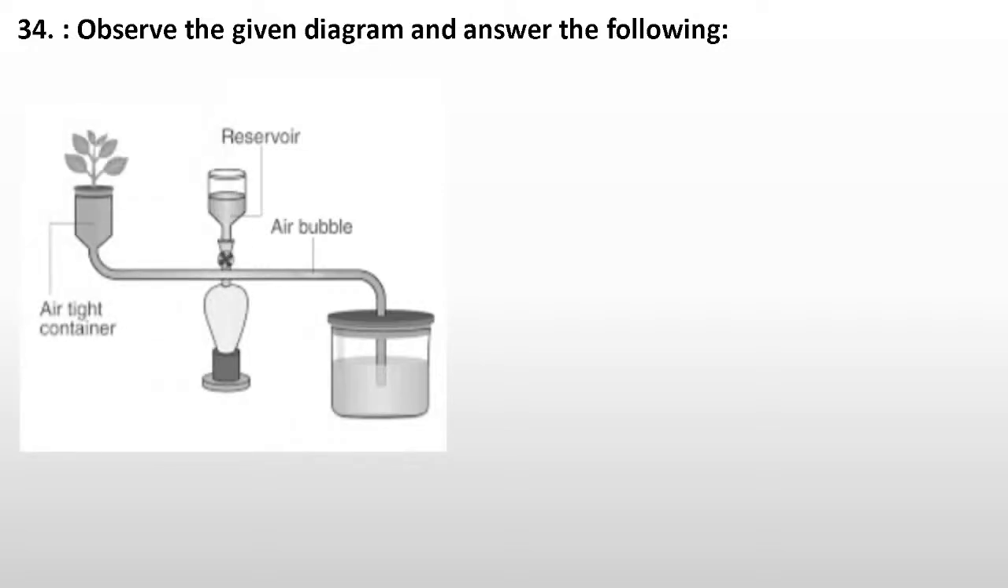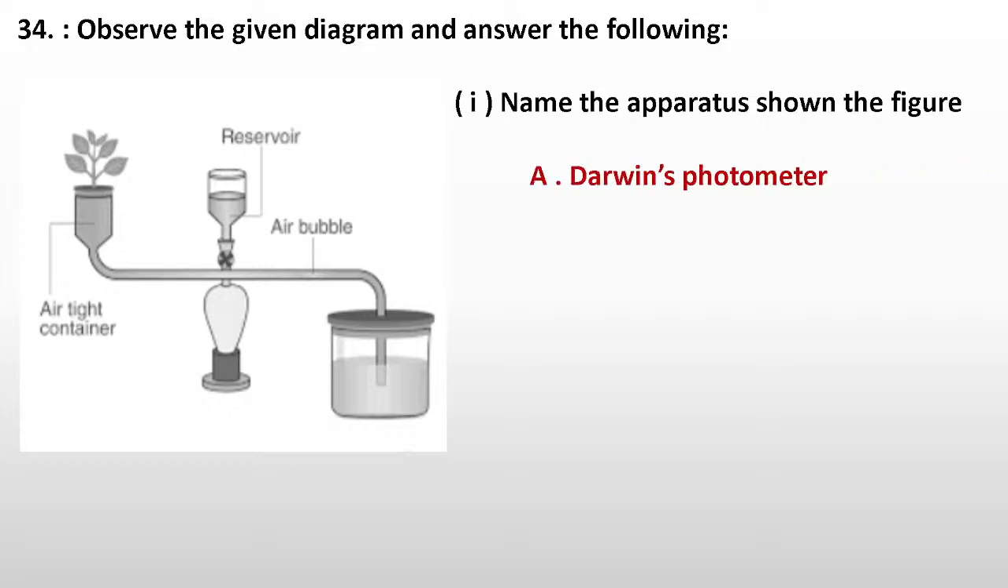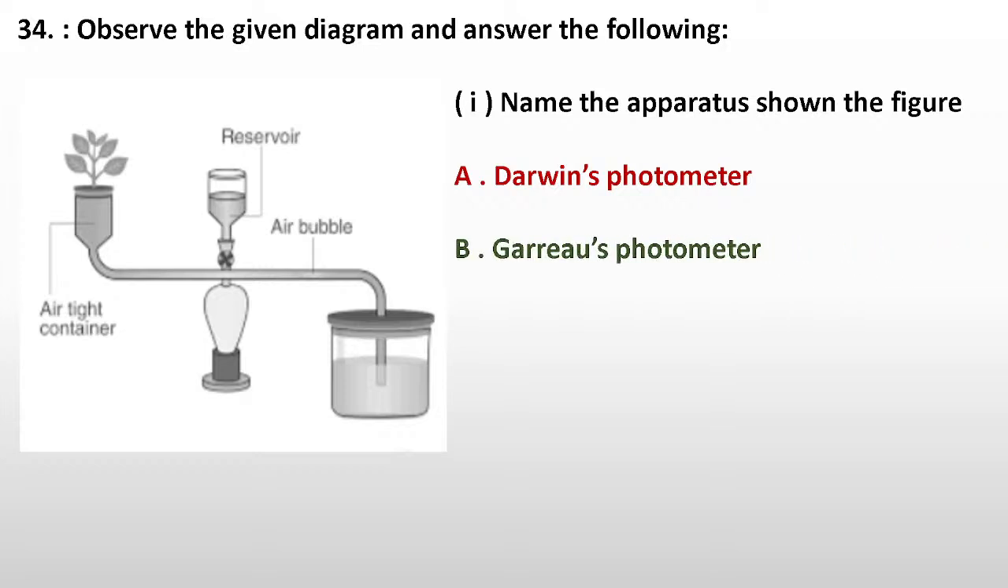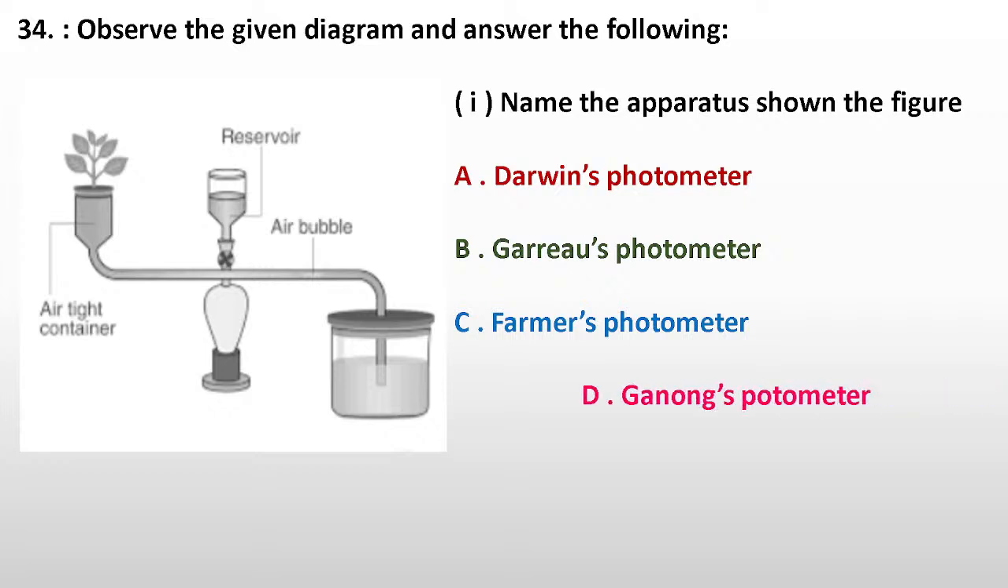Now, observe the given diagram and answer the following. So, this is the diagram or the image. And the first question on this is, name the apparatus shown in the figure. And your options are A. Darwin's photometer, B. Garrow's photometer, C. Farmer's photometer, D. Ganong's photometer.